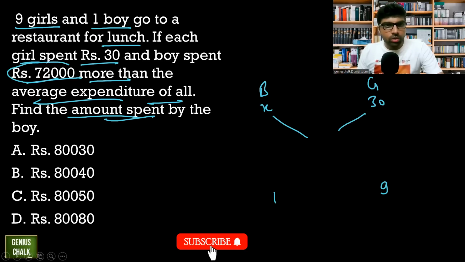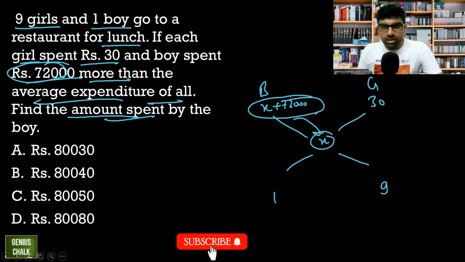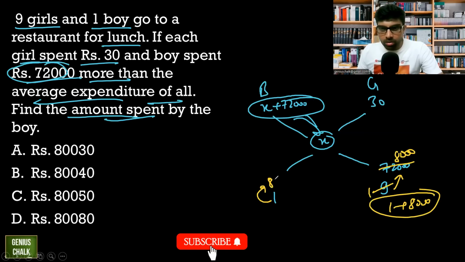Boy spent 72,000 more than the average. So if the average is X, it is X plus 72,000. And you know that the difference of this X plus 72,000 and X, so the difference will be 72,000, which is actually equal to 9 units. So 9 is equal to this, so 1 is equal to 8,000. You see 9 8s are 72. So 1 is equal to 8,000. That means this must be 8,000. I hope I'm clear. 9 8s are 72. So the difference of X plus 72,000 and X will be 72,000 only.